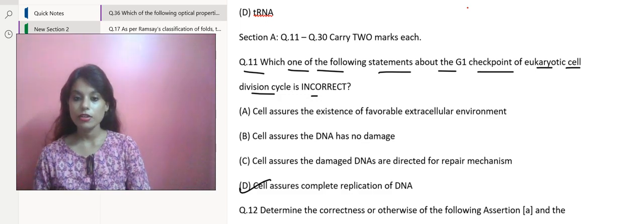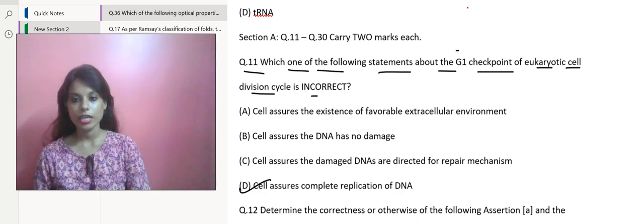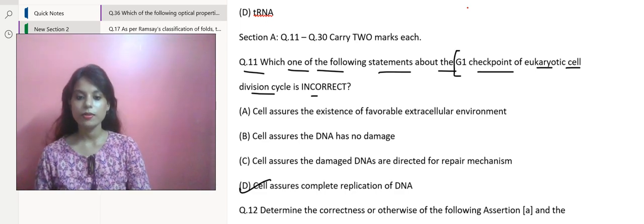Cell assures complete replication of DNA is an incorrect statement about the G1 checkpoint of the eukaryotic cell division. Okay, so this is incorrect. Talking about the G1 checkpoint, let's talk about this one. G1 checkpoint, this is also known as the restriction point.